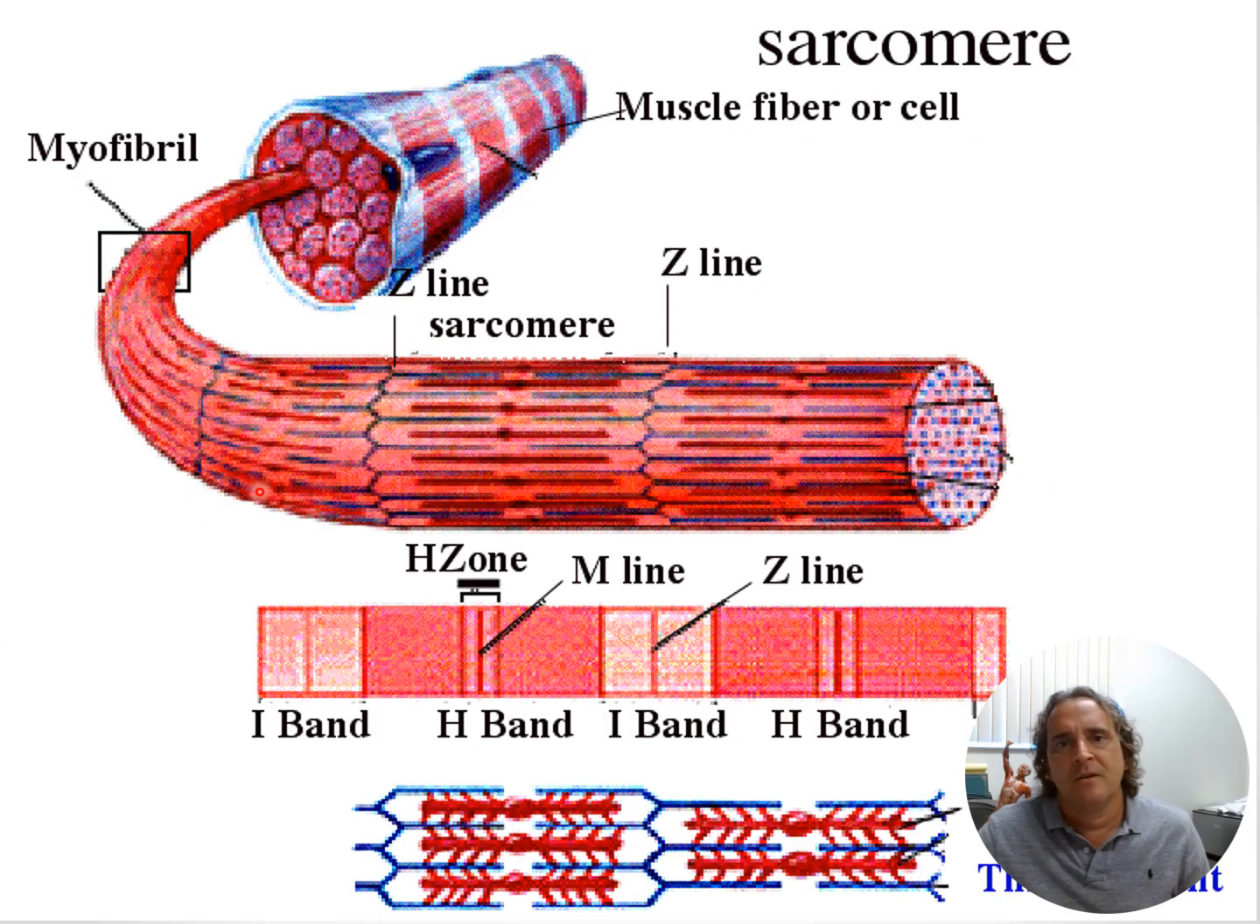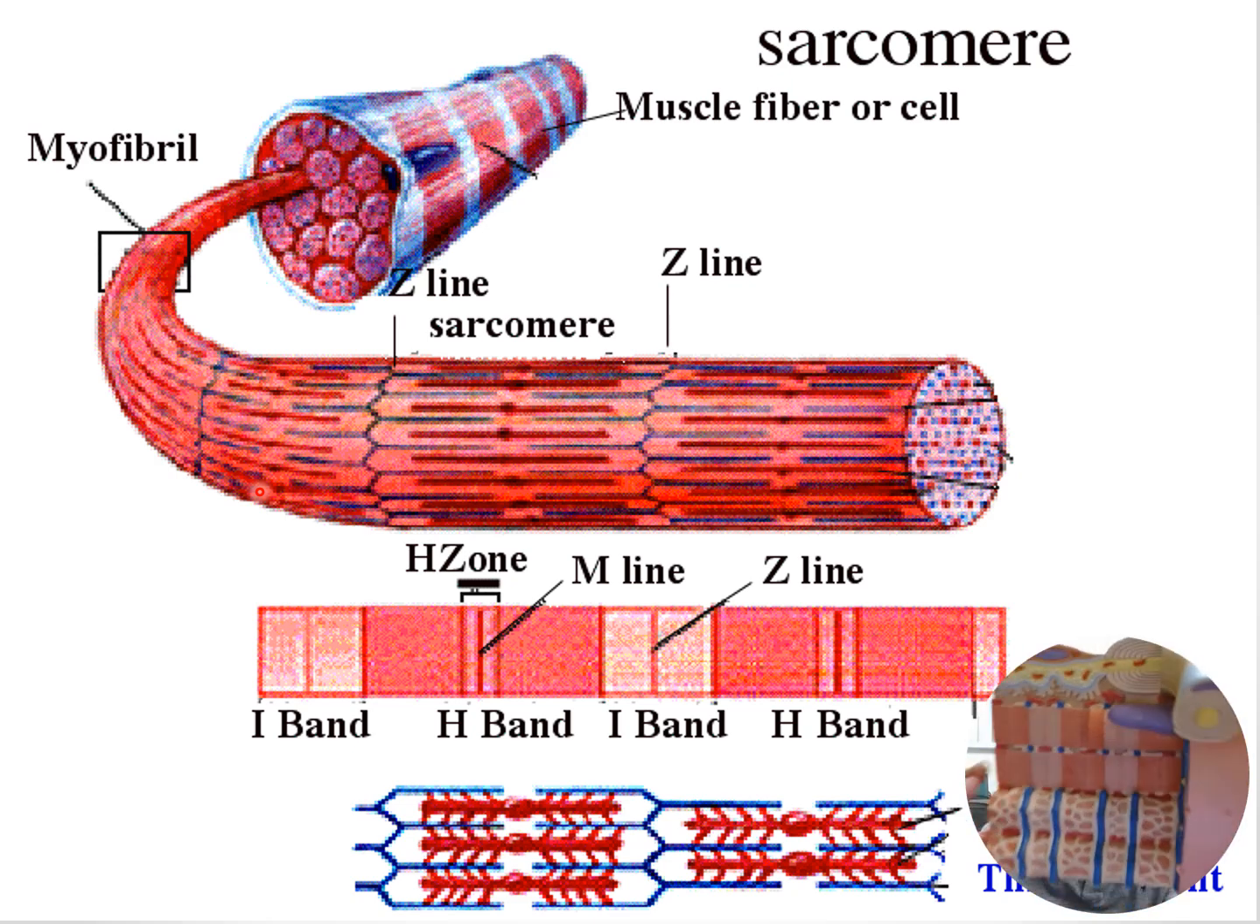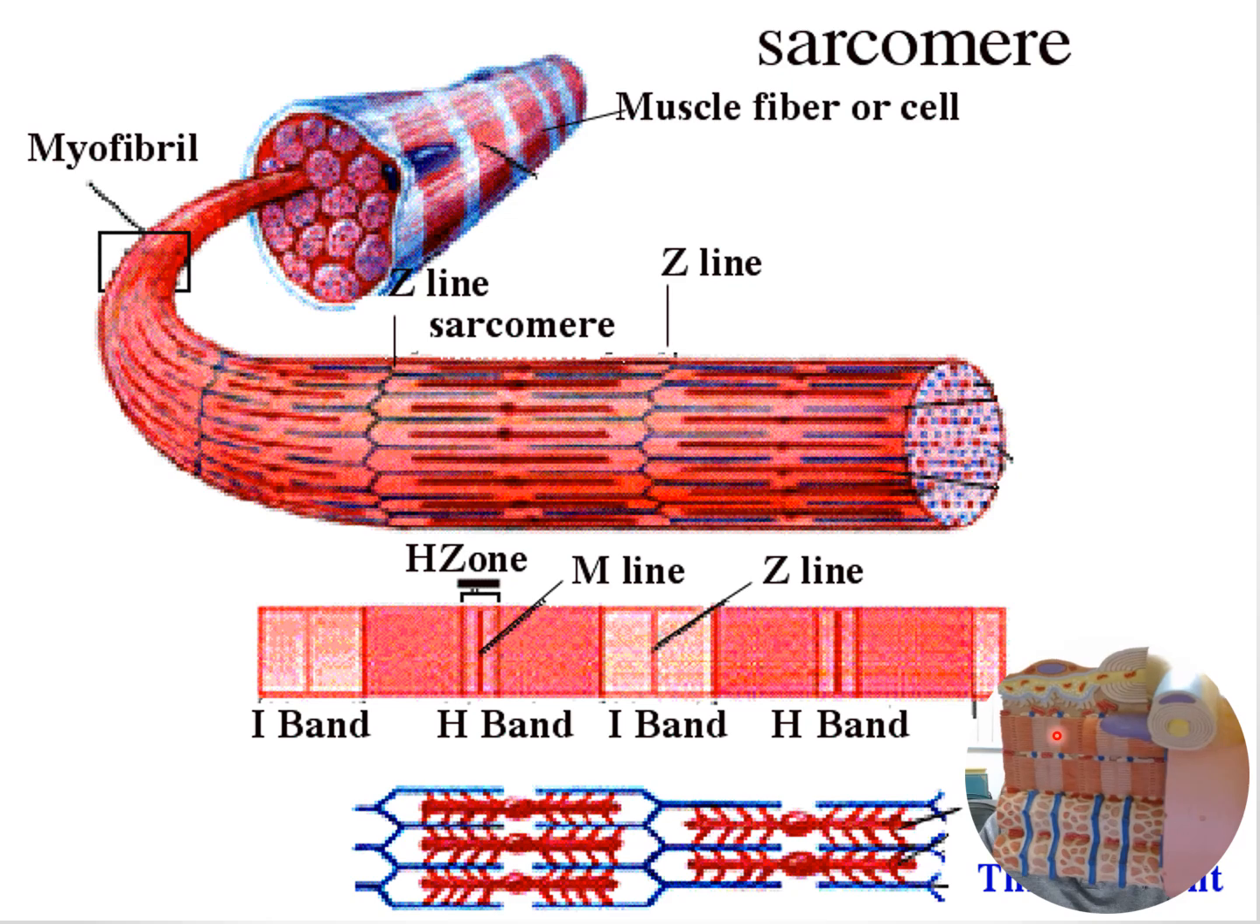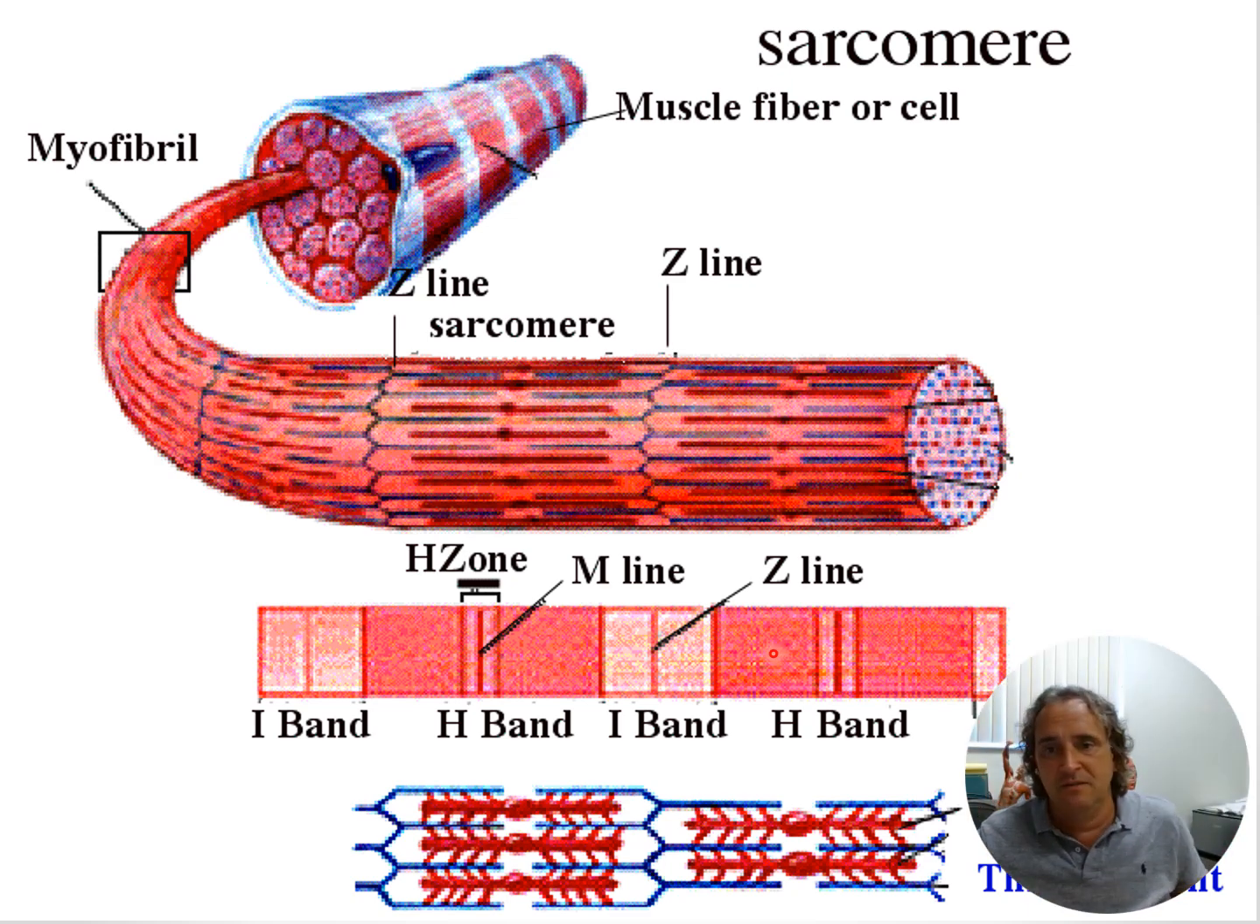And then this one gives you this view. If you look way up here, you can see there are light and dark bands, much like you see light and dark bands here. On this model, I can go over most of these questions too. The M line is going to be in the middle of the dark segment, and the Z line is going to be in the middle of the light segment. From Z line to Z line, that is one sarcomere.